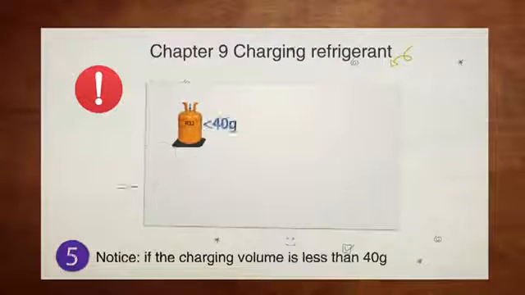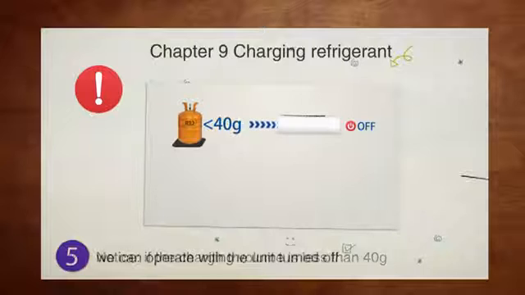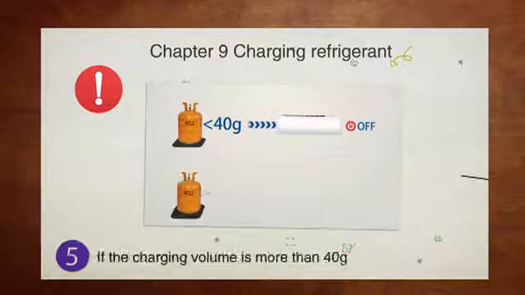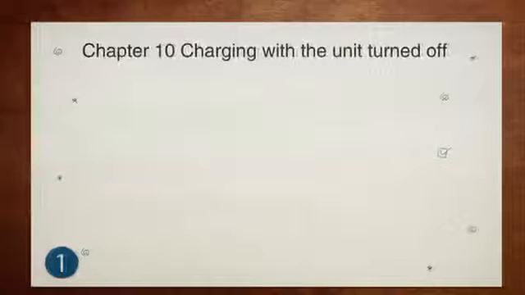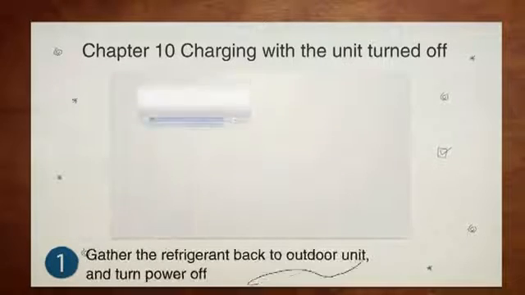Notice, if the charging volume is less than 40 grams, we can operate with the unit turned off. If the charging volume is more than 40 grams, we'd better operate with the unit running. Chapter 10. Charging with the unit turned off.